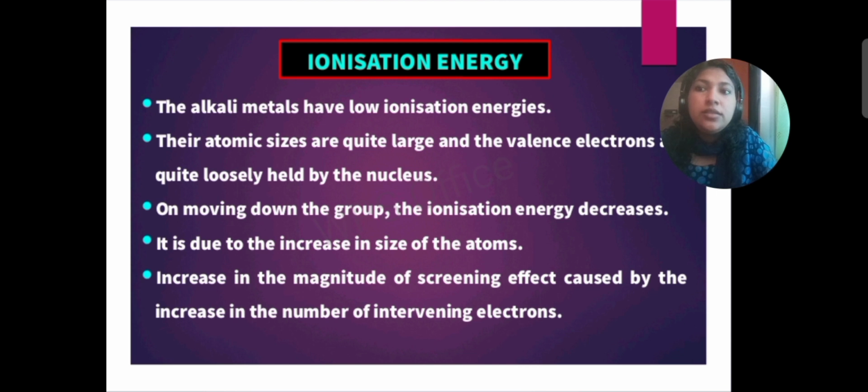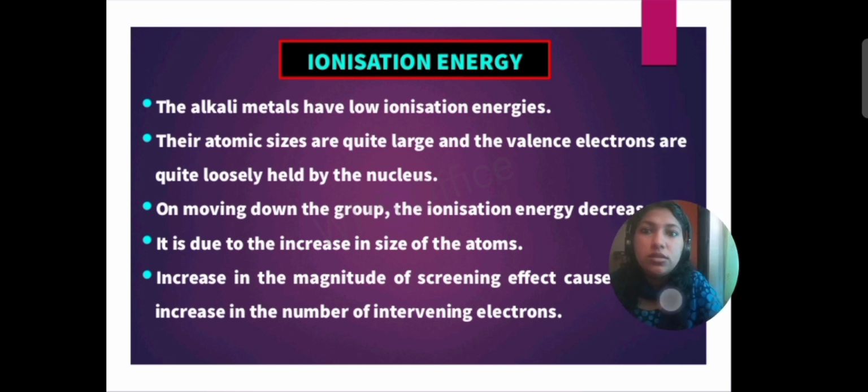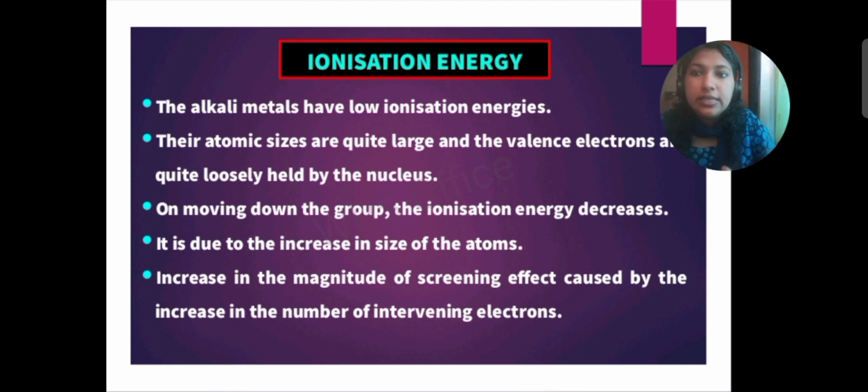Their atomic sizes are quite large. The valence electrons are quite loosely held by the nucleus. So on moving down the group, the ionization energy decreases. It is due to the increase in size of the atoms, and the increase in the magnitude of the screening effect caused by the increase in the number of intervening electrons, that is inner electrons. As the screening effect increases, the ionization energy decreases.